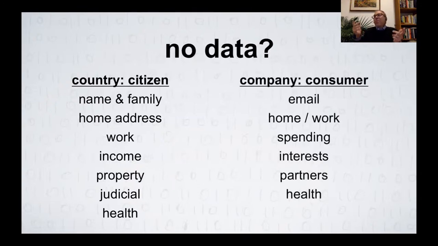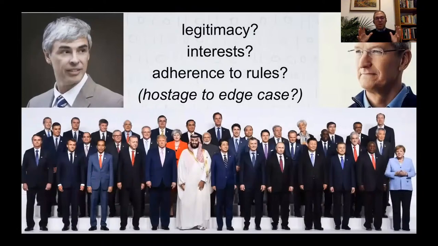And the companies, of course, their business model is data. So, of course, they know who you are, certainly your email address if they're offering you free email. They know your home and your work if you have a cell phone, because they know where it's staying during either business hours or in the evenings. They often will know your spending. They'll certainly know your interests if you're Googling. They may know who your partners are if your phones are next to each other overnight. And they may know your health as well if they're tracking your steps and maybe your blood oxygen levels. So it's a little bit strange that these are the people who are preventing one set of people from accessing the data.